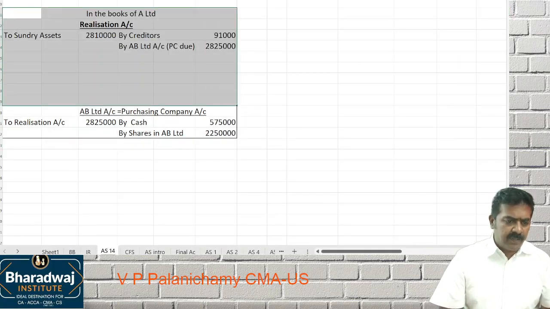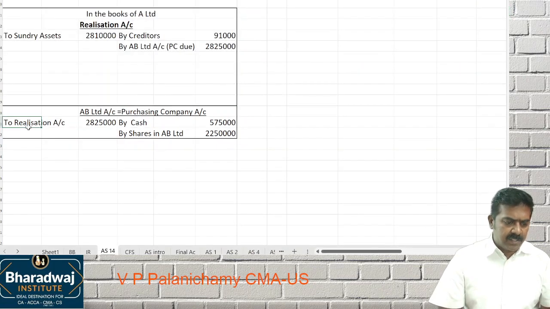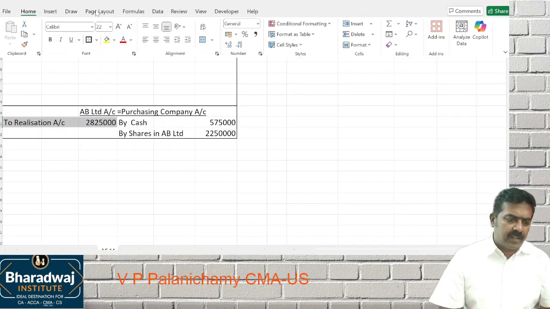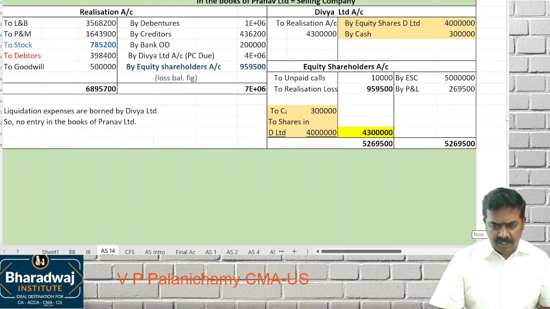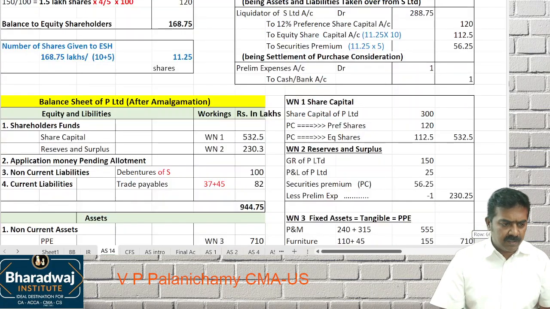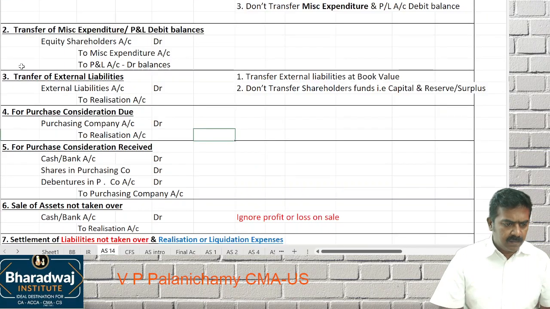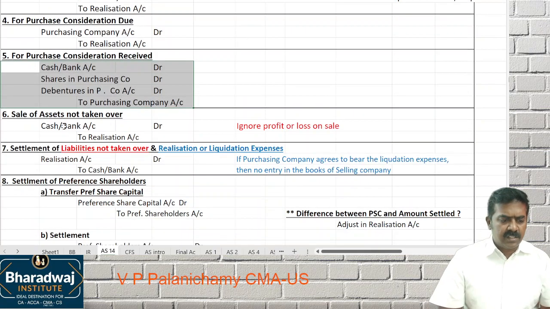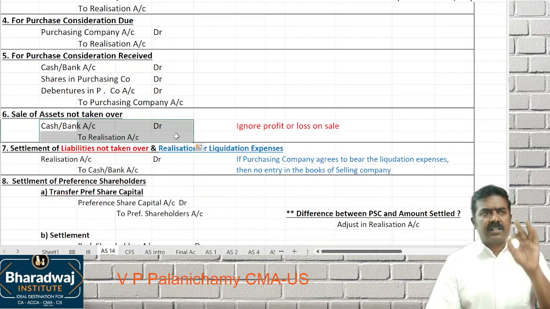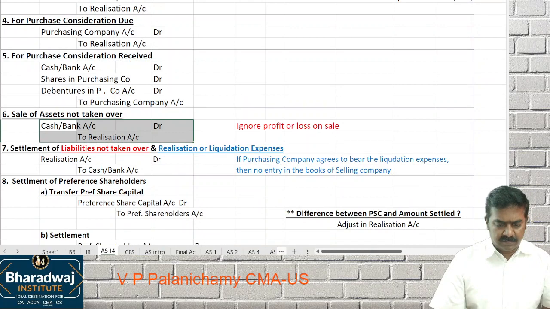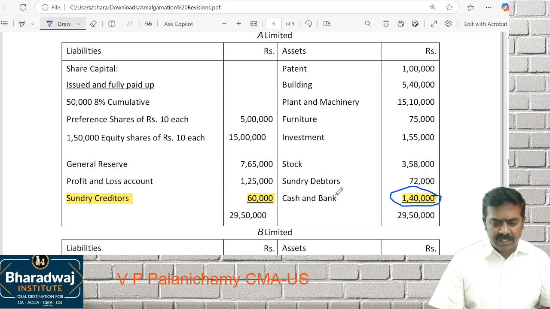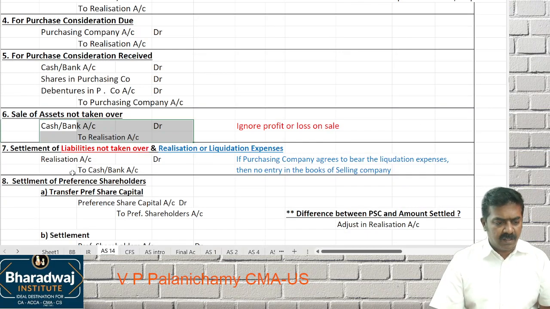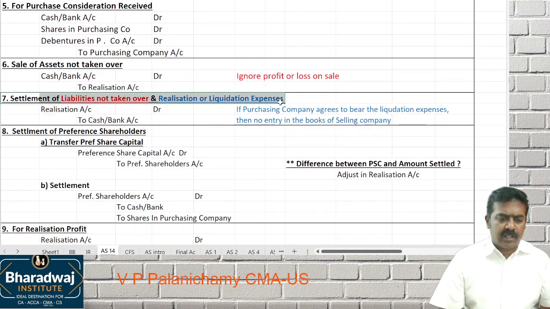Okay. So once again, I repeat, we transferred assets, we transferred liabilities, purchase consideration due, purchasing company account debited to realization. We get this in cash and shares form. Next, sale of assets not taken over. Cash cannot be sold, and need not be, because it is in liquid form. Any other asset not taken over, we have to sell. No such thing here.